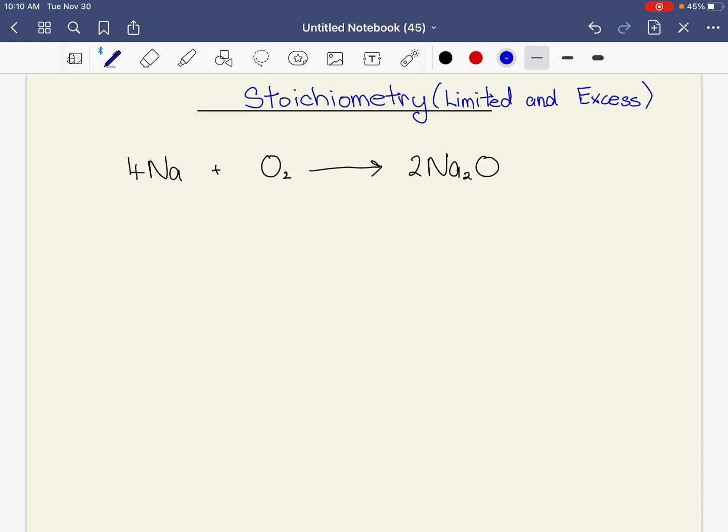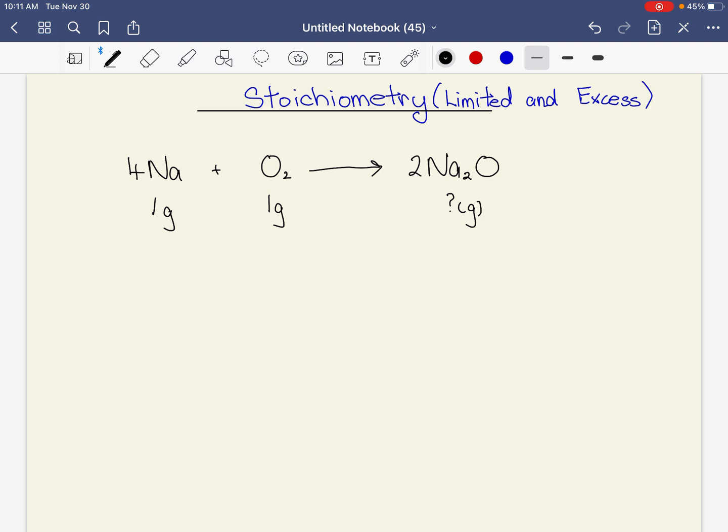Hey all! So last lesson we talked about stoichiometry. So let's one up and look at stoichiometry. But this time, oh my goodness, I'm given 1 gram of sodium, I'm given 1 gram of oxygen, and I want to know how many grams of sodium oxide am I gonna get.